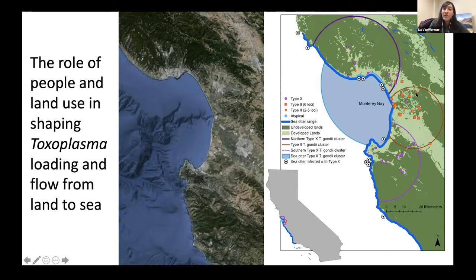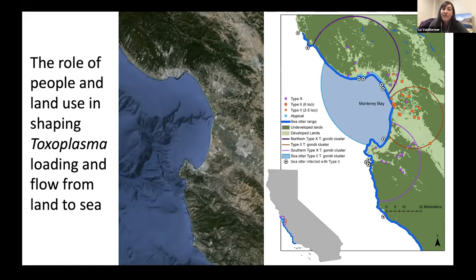When we look at the more developed areas like cities and agricultural areas that are dominated by domestic cats, we see lots of type two, which can infect sea otters, but is less common in them. And we know through other studies that type X is actually more virulent or problematic for the sea otters. So it tells us that there are different cycles of transmission, and they're influenced by people, right? Because the more wild areas have the type X and the more domesticated or developed areas have type two. But these cycles can overlap and the hosts can connect, they can share food resources.